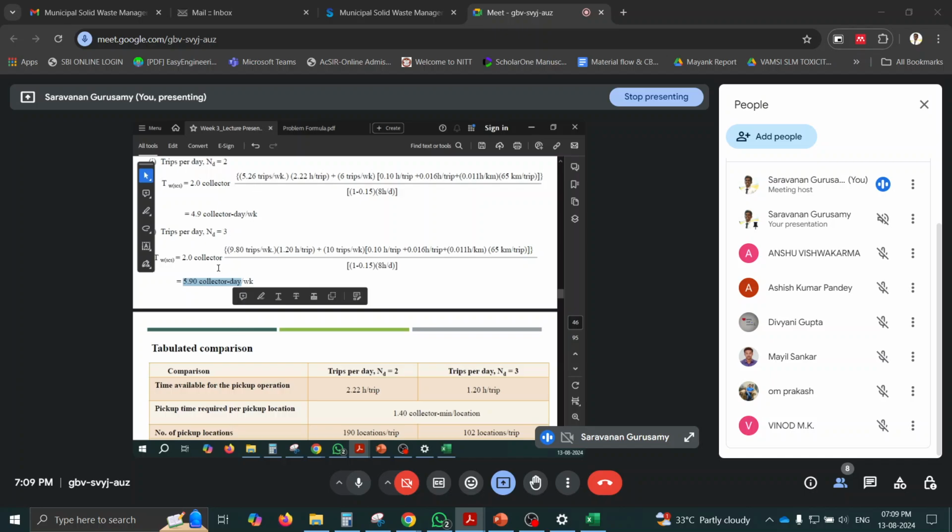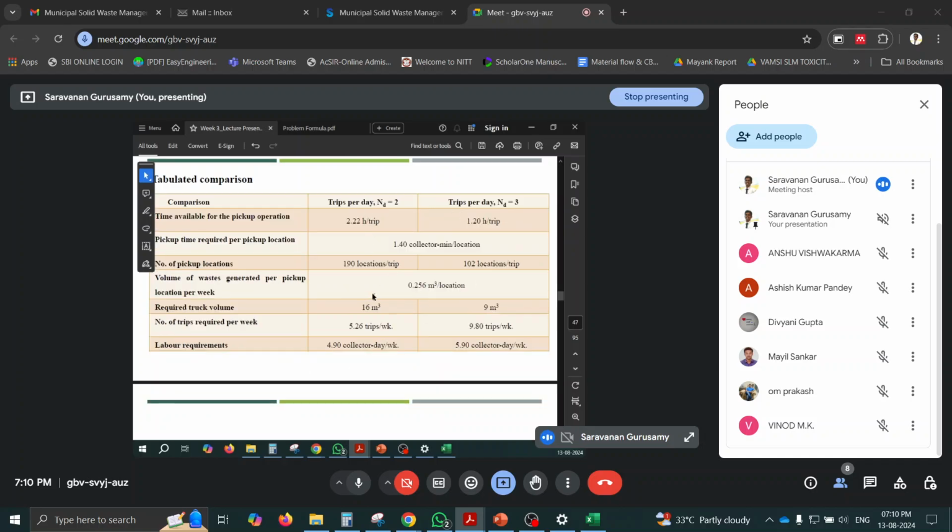So if you compare this, if you are going for 3 trips in a day, it will be more labor requirement. So it is better to go with one vehicle, and 2 trips per day will be your effective way of collection for 1,000 households. That's what the comparison table gives. If it is 2 trips per day, you are collecting 190 locations in a trip; if it is 3 trips per day, you can collect 1 or 2 locations per trip.